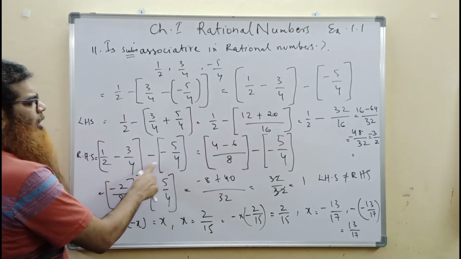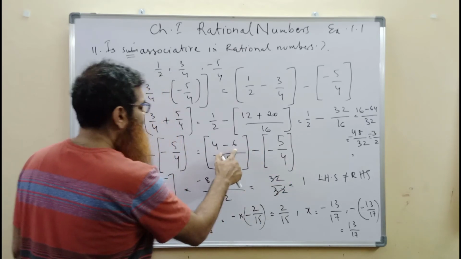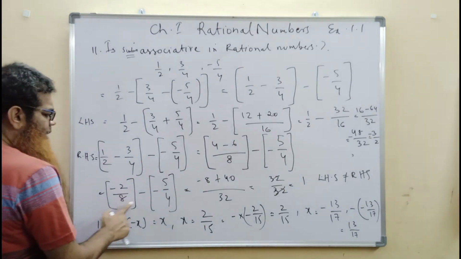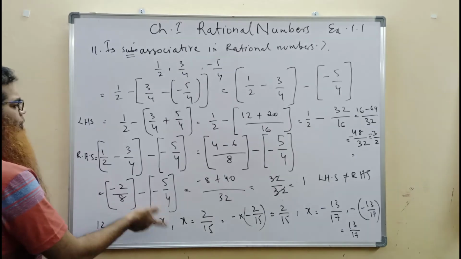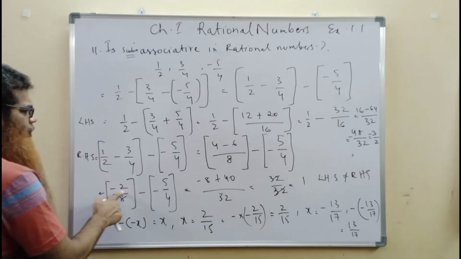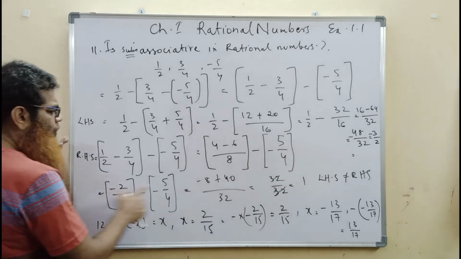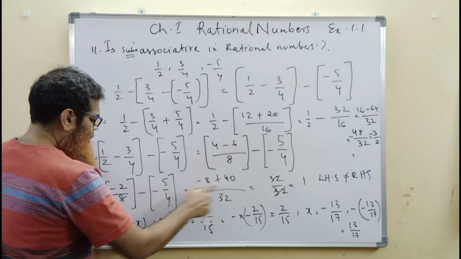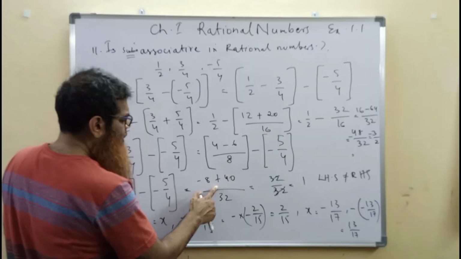Minus 5 by 4. Minus of minus 5 by 4 as it is we have carried here. 4 minus 6 is minus 2 and denominator is 8, minus of minus 5 by 4. This minus of minus becomes plus. We'll do the operation here. 4 2s are 8 and one integer is negative here. So we put the negative sign here and 8 5s are 40. Two negative integers when multiplied we get a positive integer.